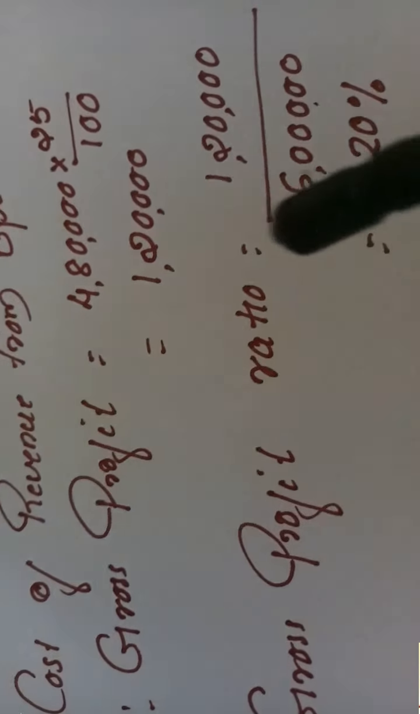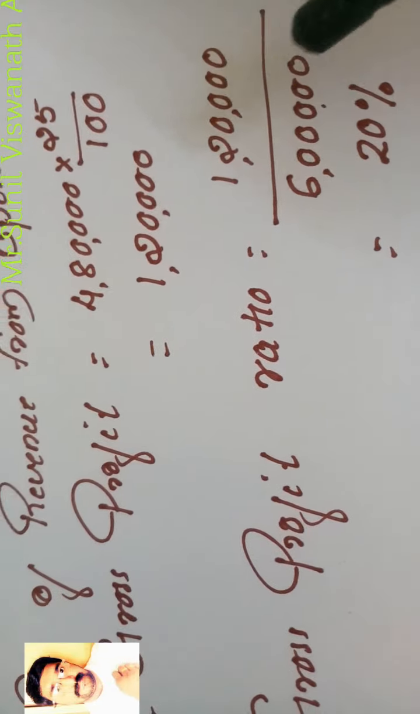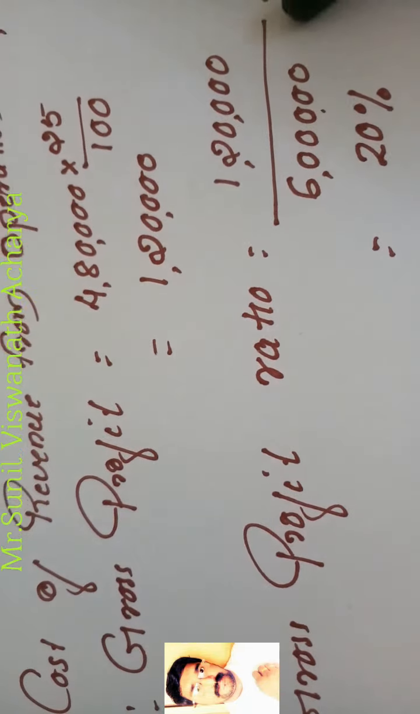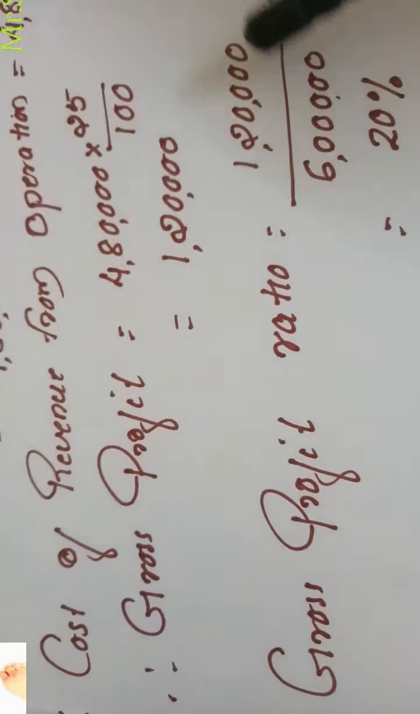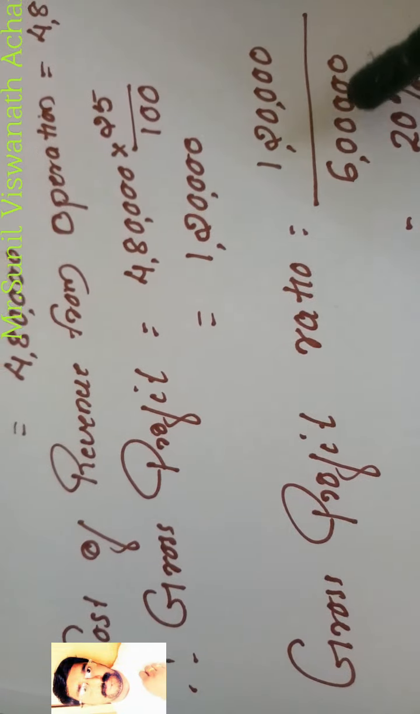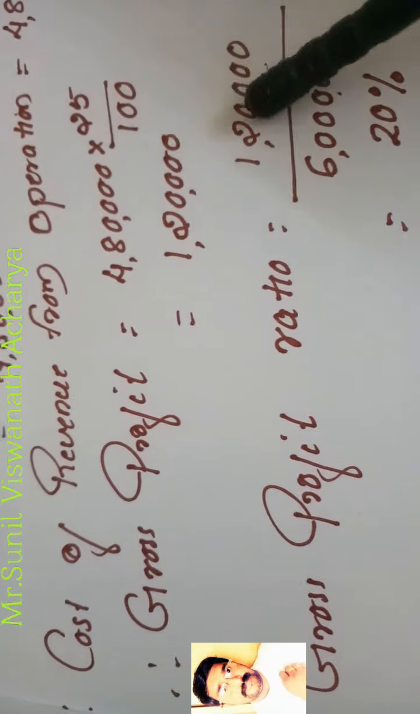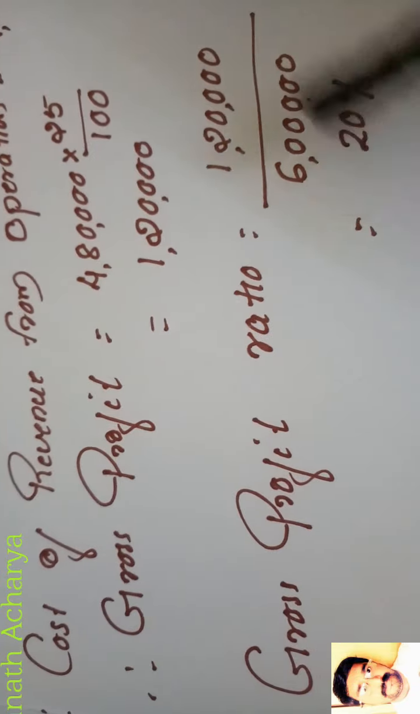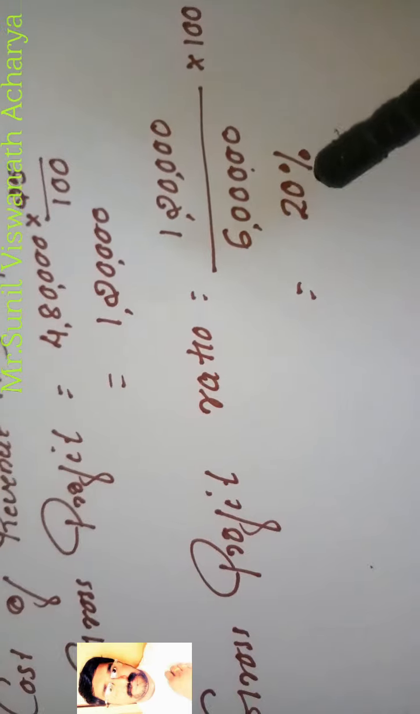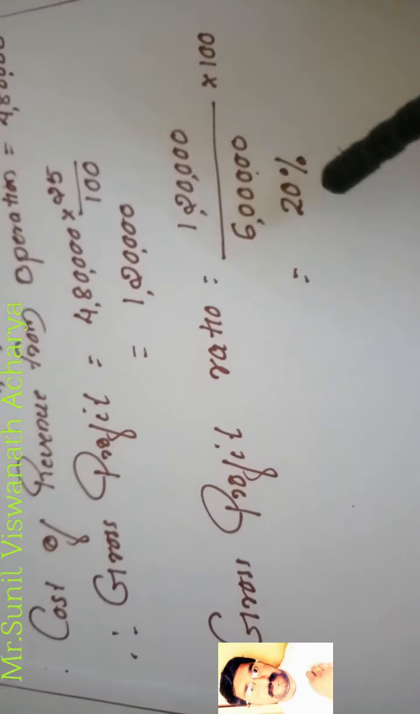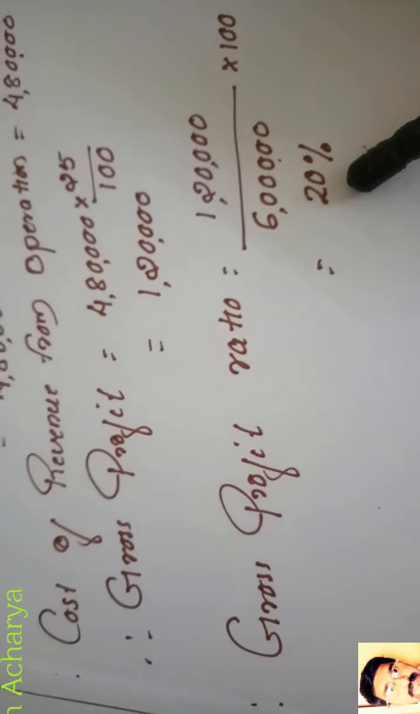Now what do we have to calculate? Gross profit ratio. We know gross profit ratio is equal to gross profit divided by revenue from operation into 100. Gross profit we got is 1,20,000, and revenue from operation given in the question is 6 lakhs. So 1,20,000 divided by 6 lakh into 100, we will get 20, which we represent in percentage. So the gross profit ratio is 20%.